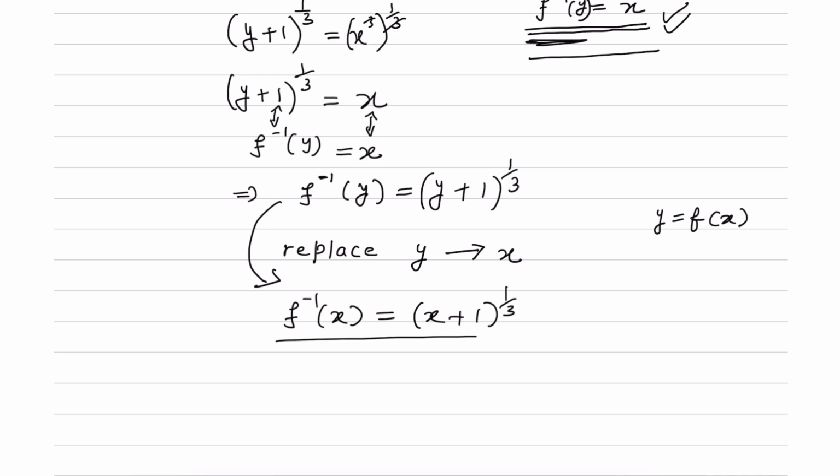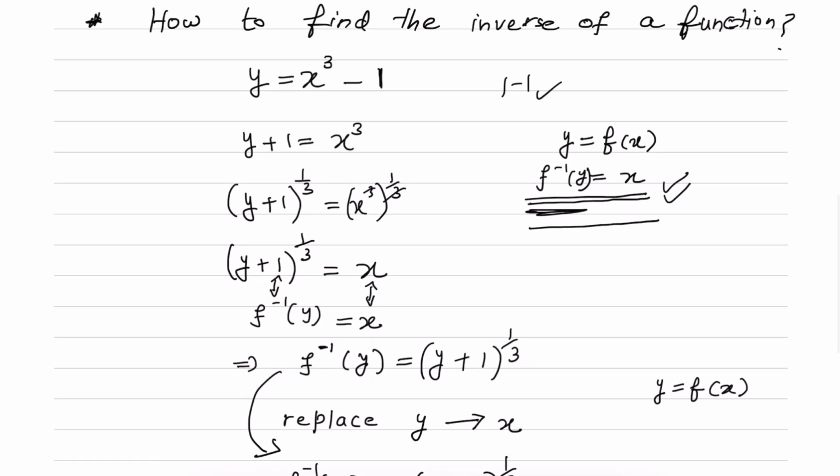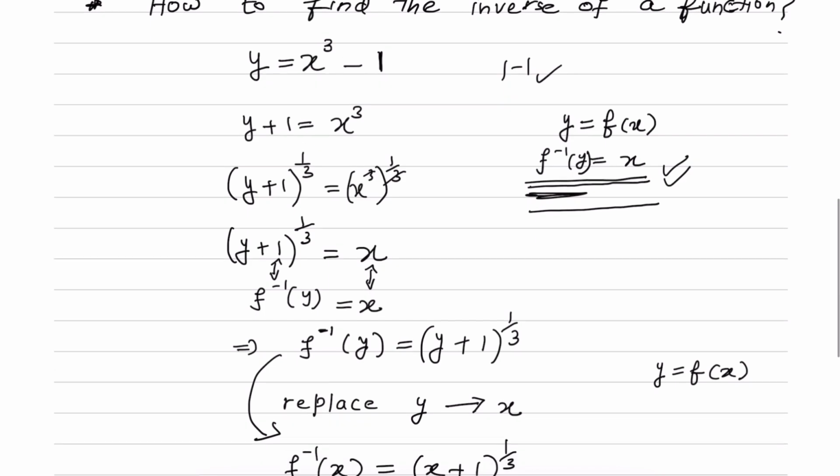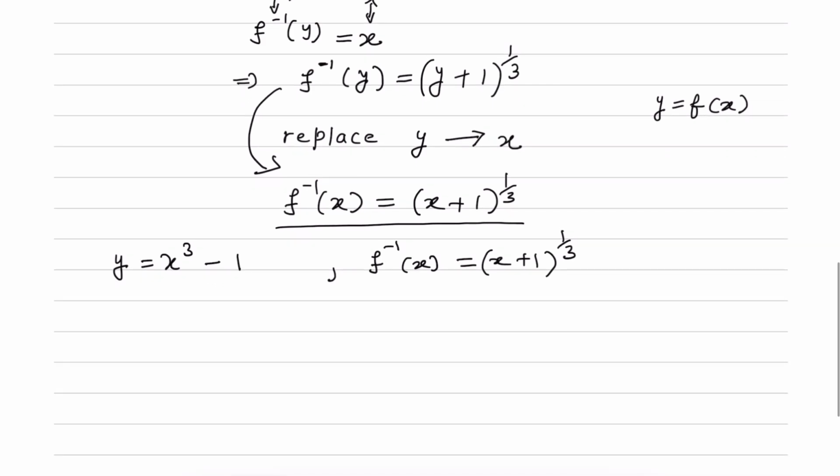So that is the inverse of which function? It is this function y equal to x cube minus 1. So we had the function y equal to x cube minus 1, and we found its inverse, f inverse of x equal to x plus 1 to power 1 over 3. Okay, we can check that for y equal to x cube minus 1, the inverse is x plus 1 to power 1 over 3.